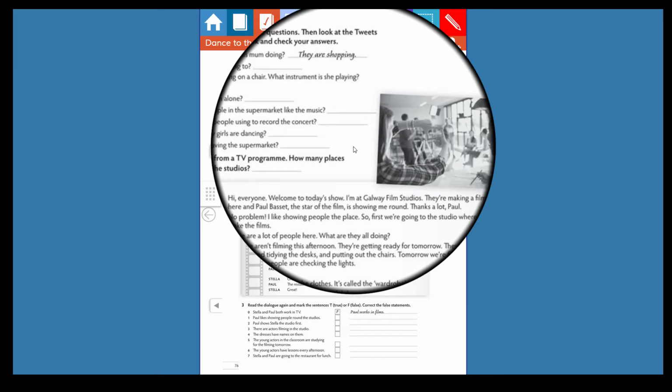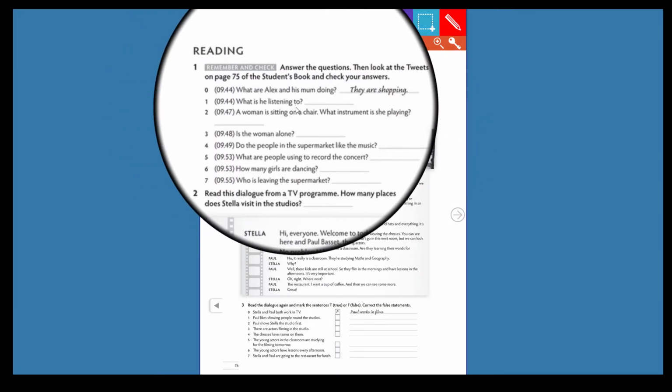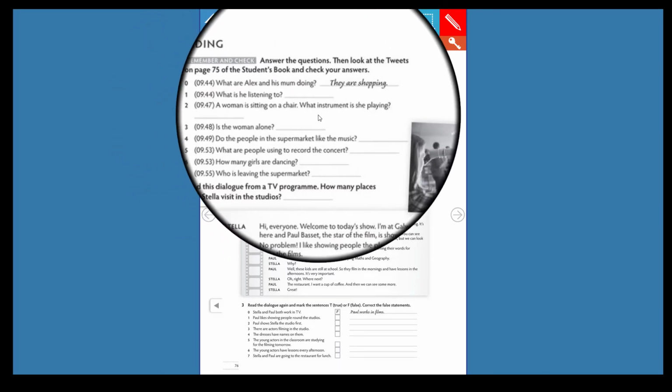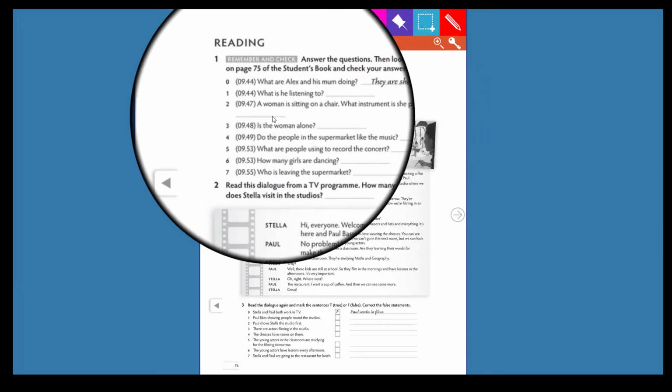Did you finish? Excellent. So let's check then. Number 1, what is he listening to? The answer is music. He's listening to music. Number 2, a woman is sitting on a chair. What instrument is she playing? The answer is the violin.